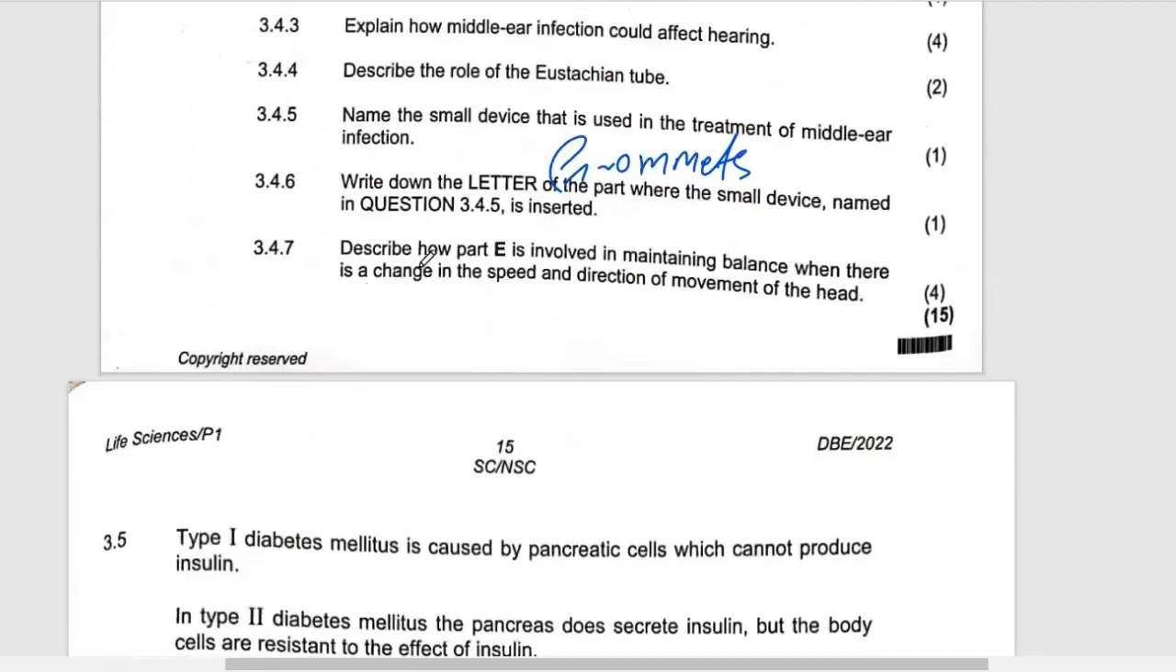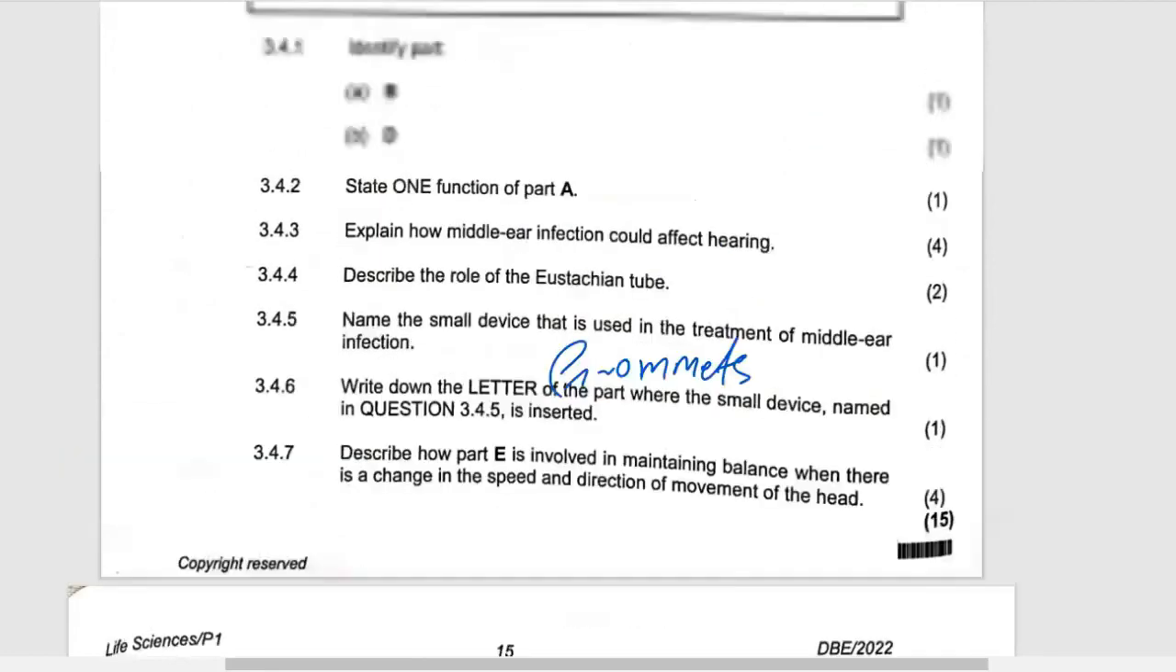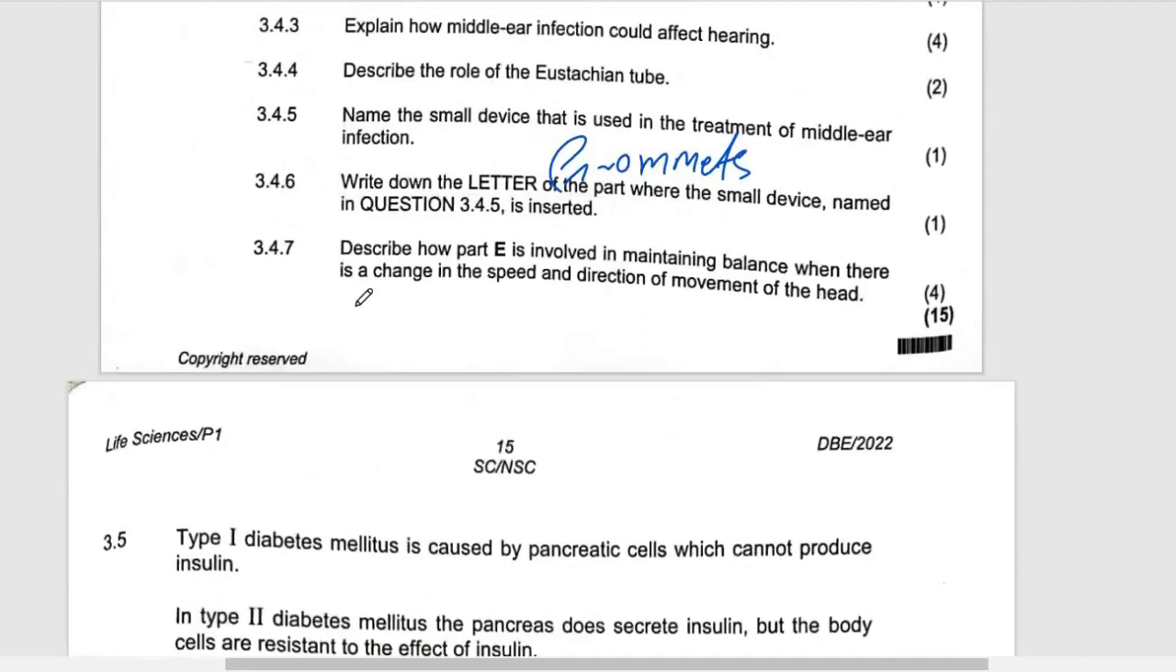And then lastly, describe how part E. What is part E? The semicircular canals. Whenever you talk about the semicircular canal, we are talking about balancing. So describe how part E is involved in maintaining balance when there is a change in the speed and direction. Whenever you talk about speed and direction, now you're talking about the cristae. Remember, the other one is the maculae, which is the position of the head.